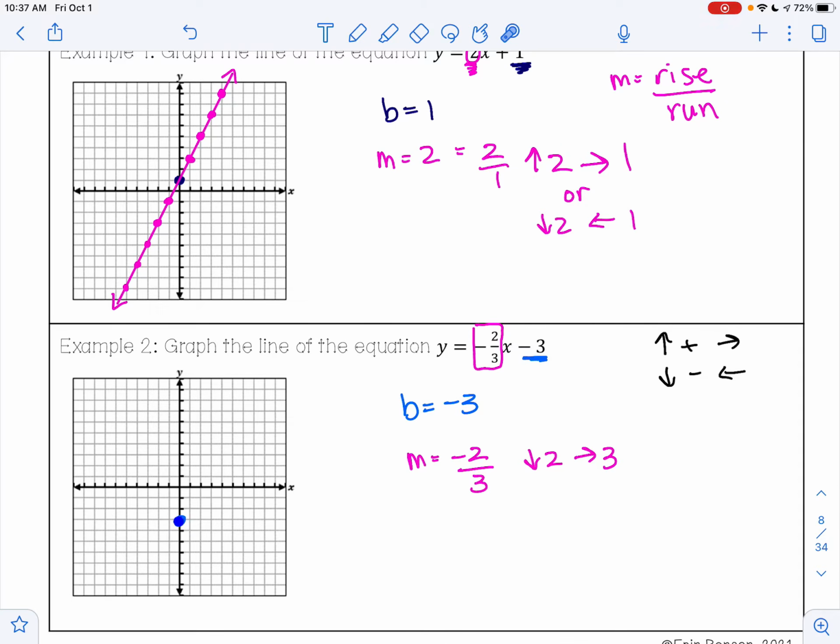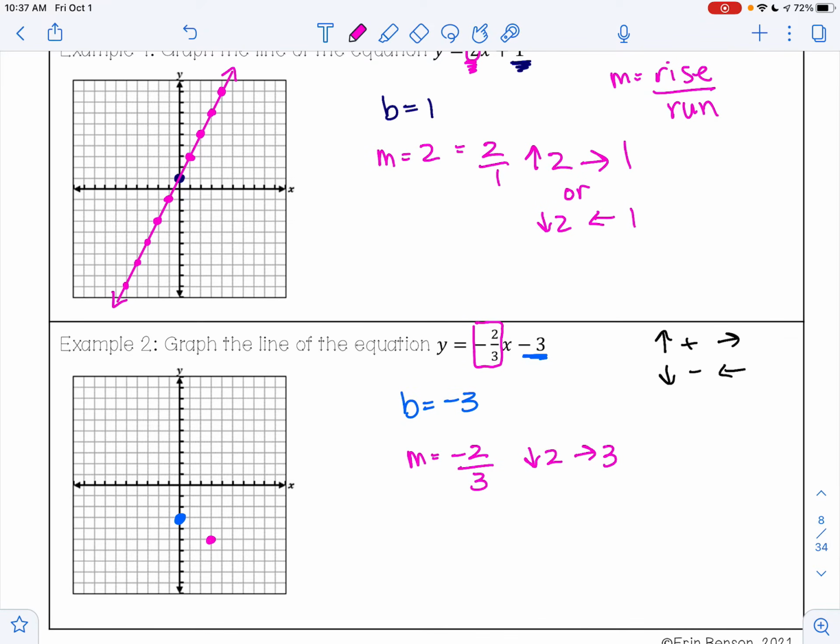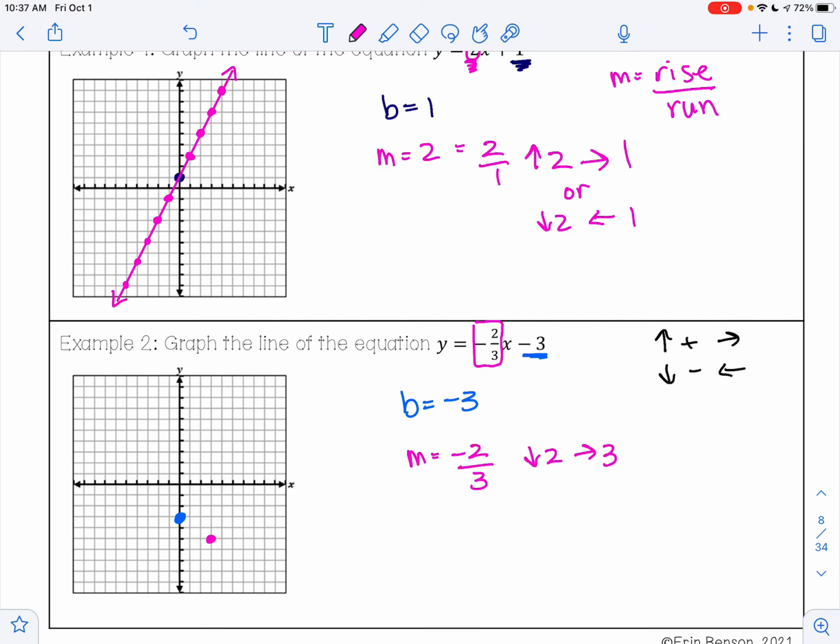So from my y-intercept, down 2, right 1, 2, 3. And I'm going to keep going all the way down my graph. Down 2, right 3. We could also go the other way. So instead of down 2, we could go up 2. And instead of right 3, we could go left 3. So again, from my y-intercept, up 2, left 1, 2, 3.